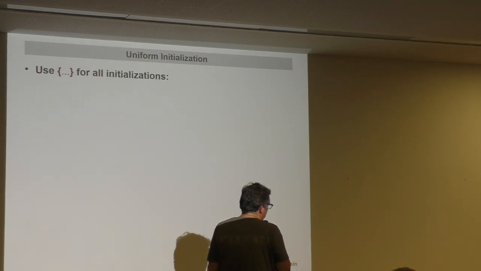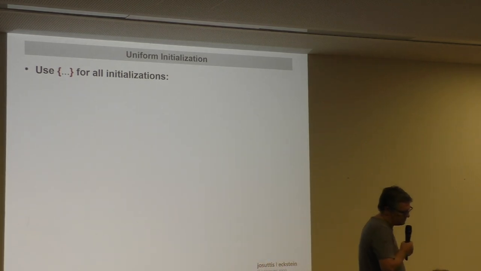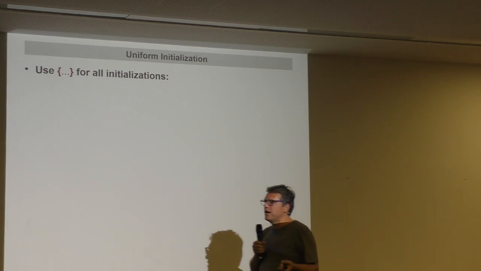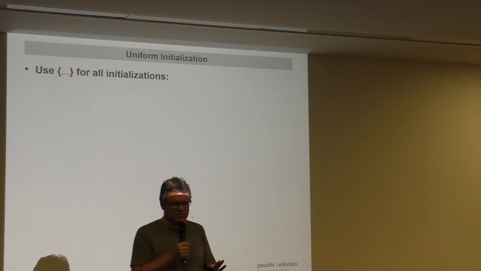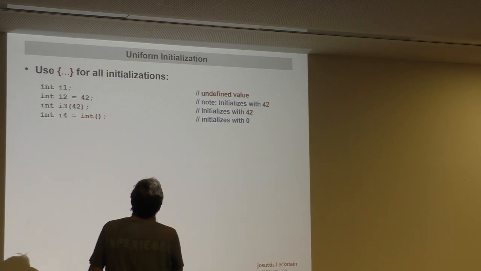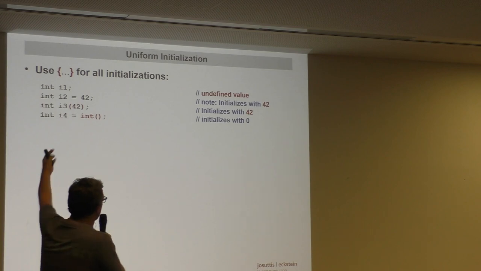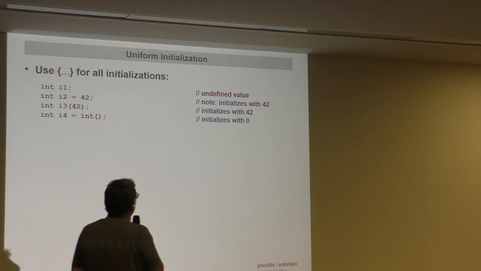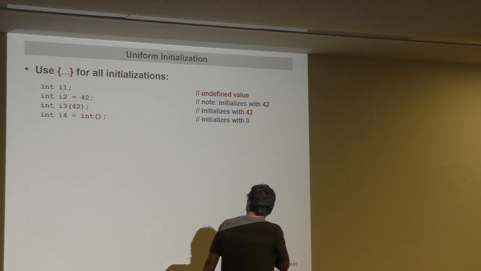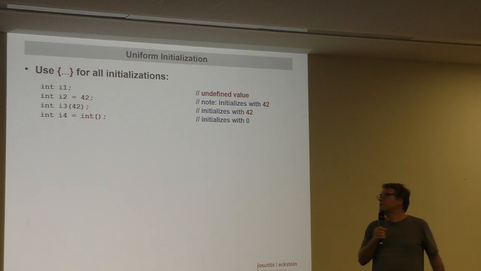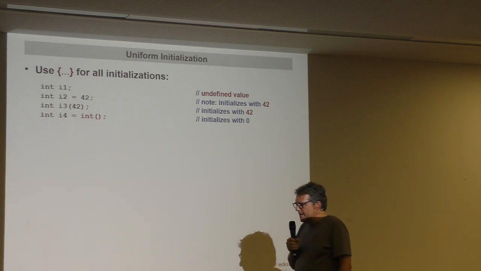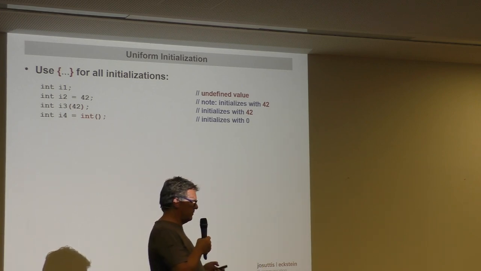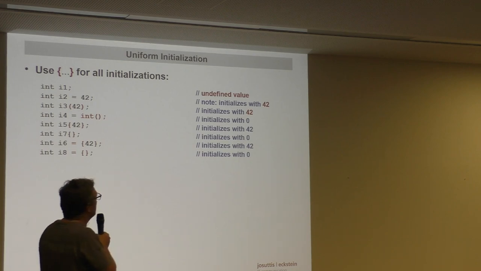So where did we come to in C++11? In C++11, we said, okay, let's use the curly braces for each and every initialization. So what that means is, of course, we are backward compatible, so this all works. We can initialize an int without having a value. We can initialize an int by an equal sign. We can initialize an int by parentheses. We can initialize an int by calling int with empty parentheses, which yields the value of zero. But in addition, we now have curly braces.